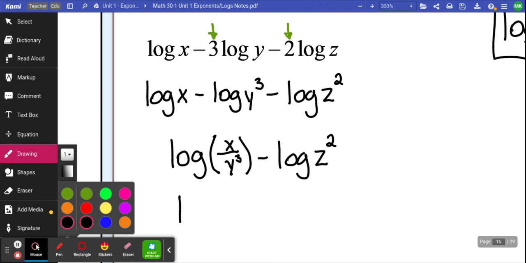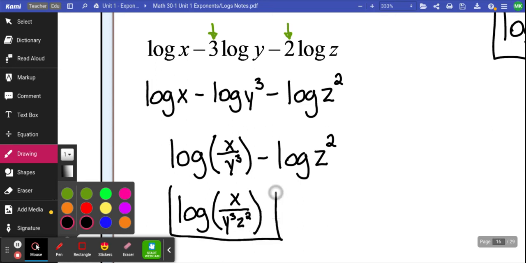So this would become log x over y cubed, and then z squared. It's division, so the z squared goes to the bottom.